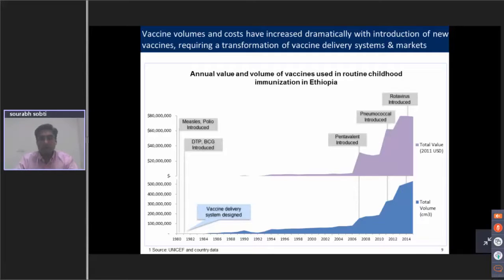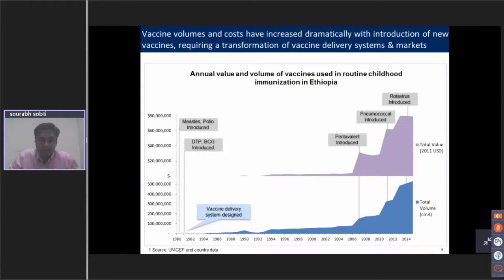So, for example, this graph highlights that Ethiopia now procures or uses vaccines worth $80 million every year and requires about 500 million cubic centimeters of cold chain space to support and implement its immunization systems.